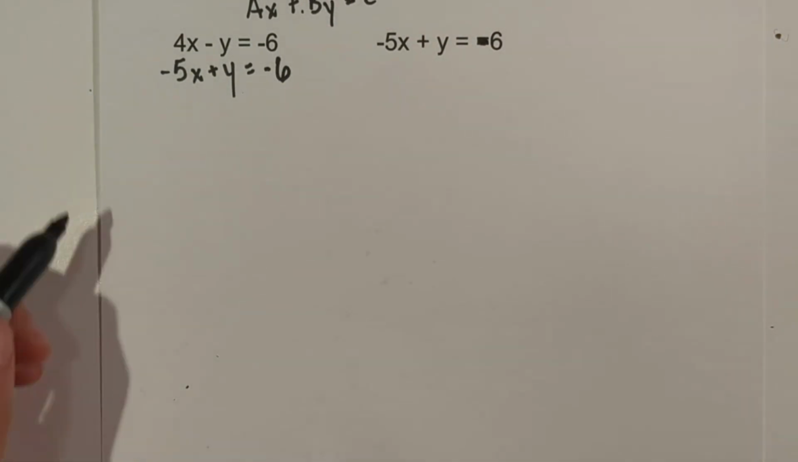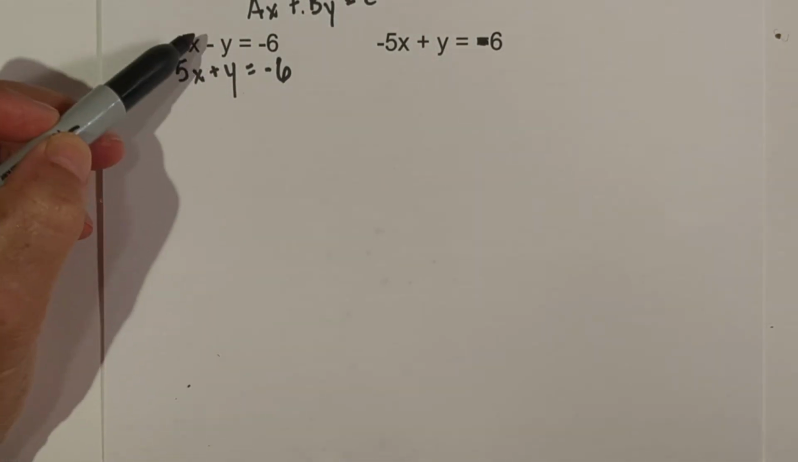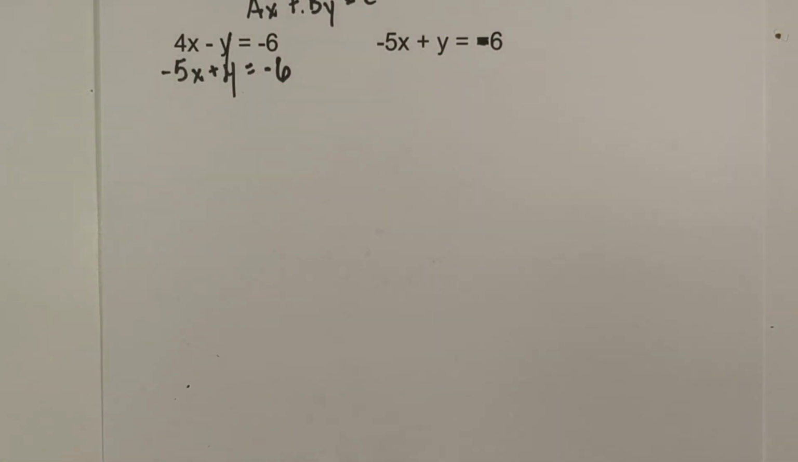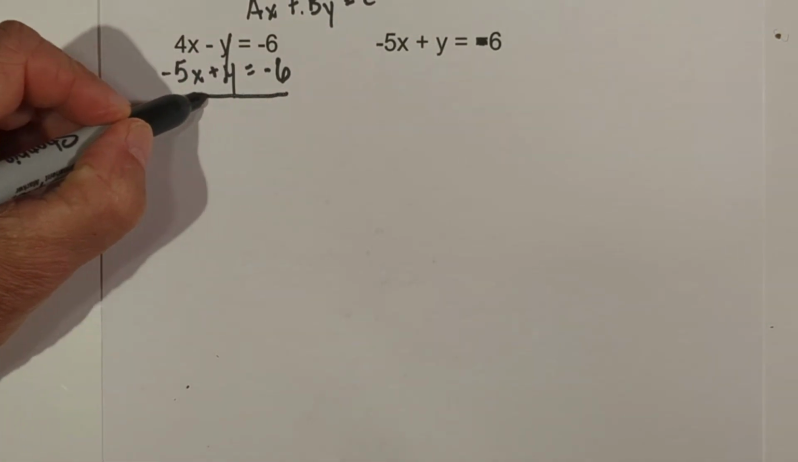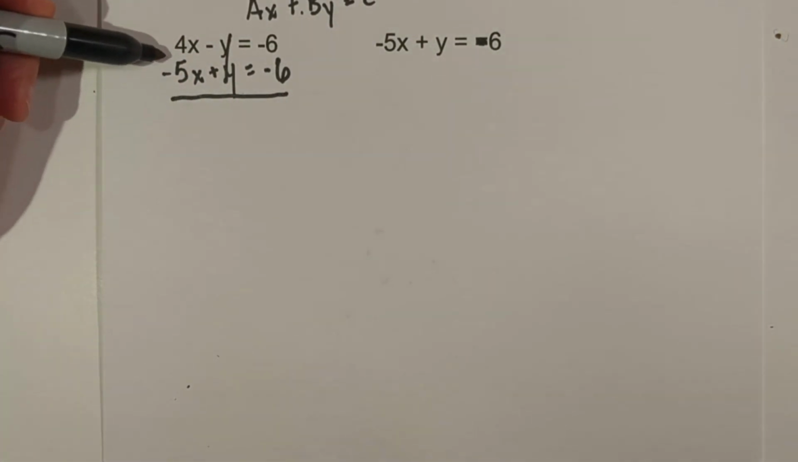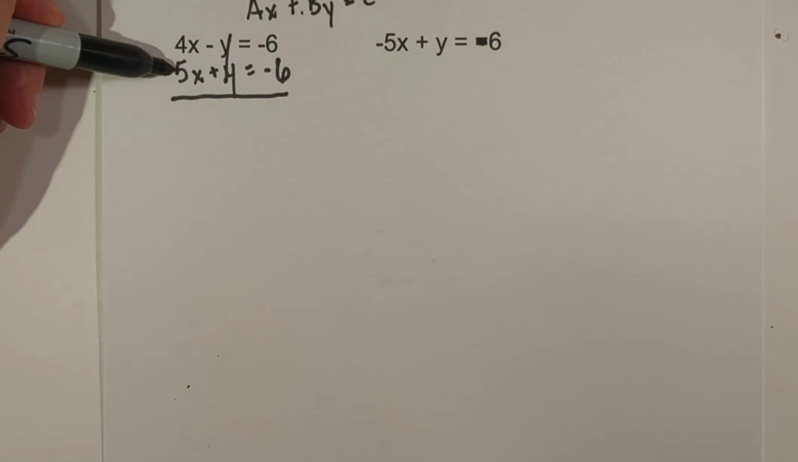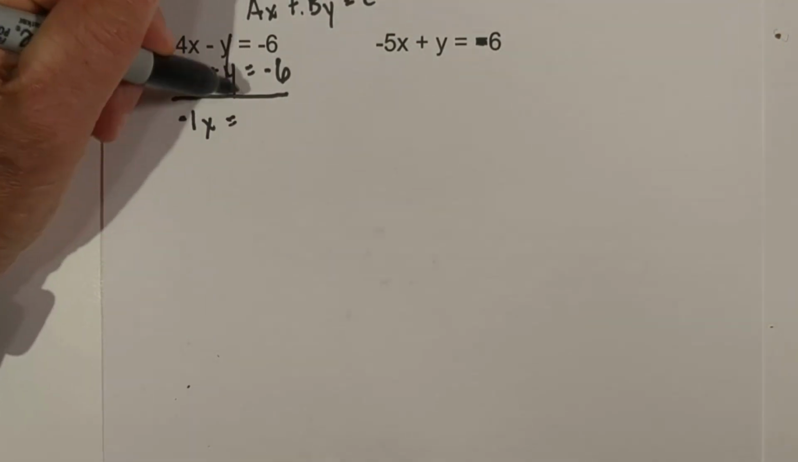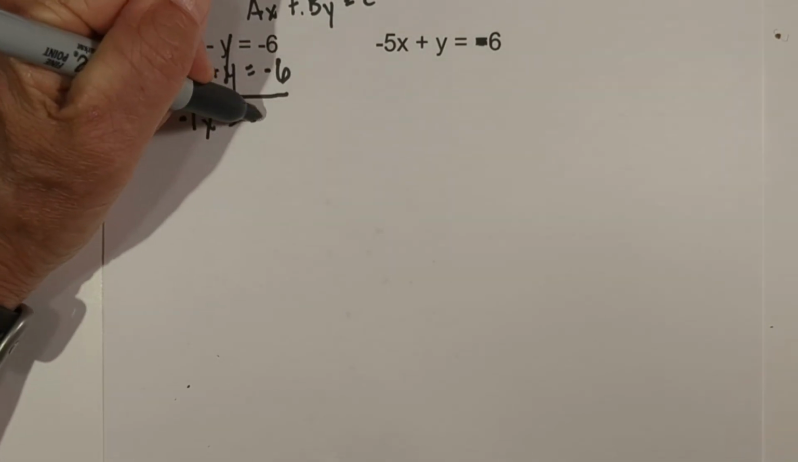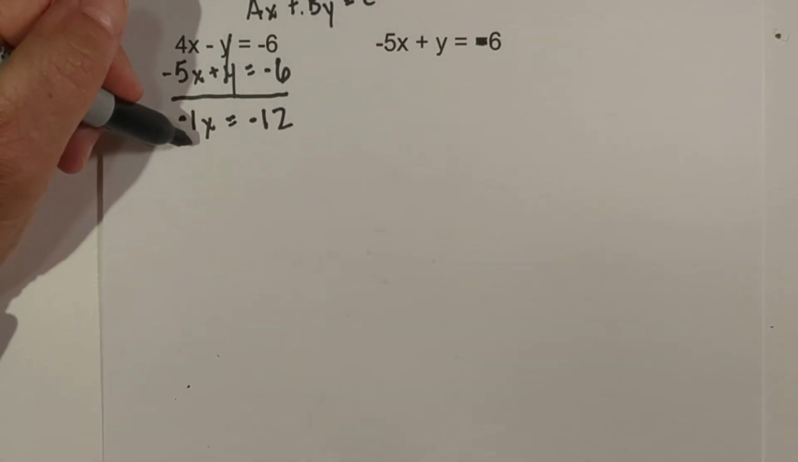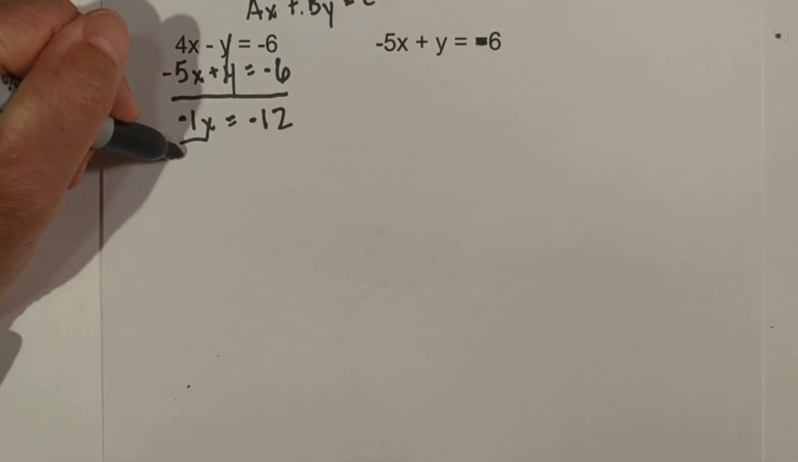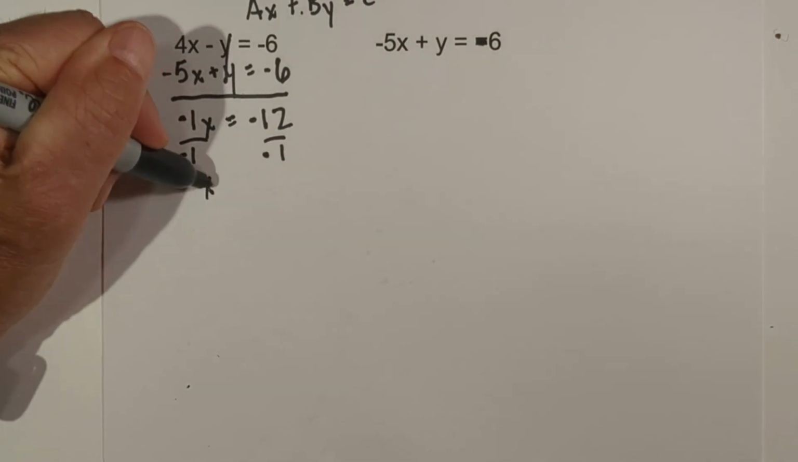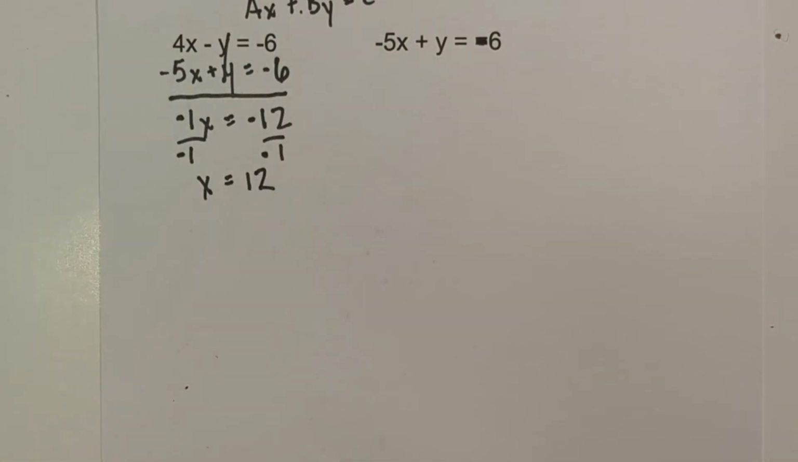If you'll notice, you have a negative y and a positive y, so they just cancel. Remember, these are beginning problems, so it's pretty easy. Now let's just subtract. Negative 5x minus 4x is negative 1x equals negative 6 minus negative 6, which is negative 12. I want x by itself, so I divide both sides by negative 1. So x is equal to 12.